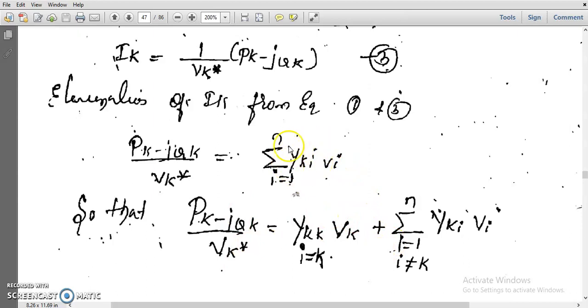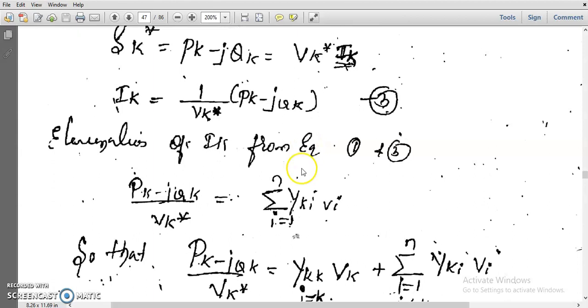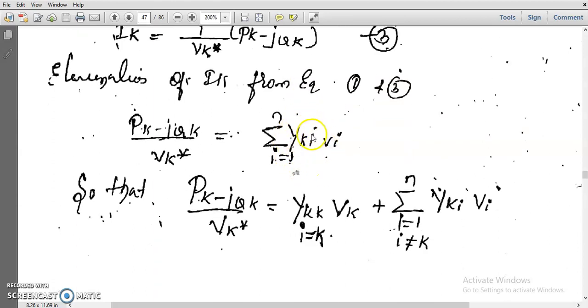Now here, whatever admittance matrix there is, we are getting diagonal and off-diagonal values. Now I'll differentiate diagonal and off-diagonal. Y_kk is the diagonal value and Y_ki is the off-diagonal value. For diagonal values i equals k, because they are Y_11, Y_22, Y_33. And here i is not equal to k, because off-diagonal values are Y_12, Y_21, Y_13, Y_14 and so on. Okay, so P_k minus j Q_k divided by V_k star is equal to Y_kk V_k.